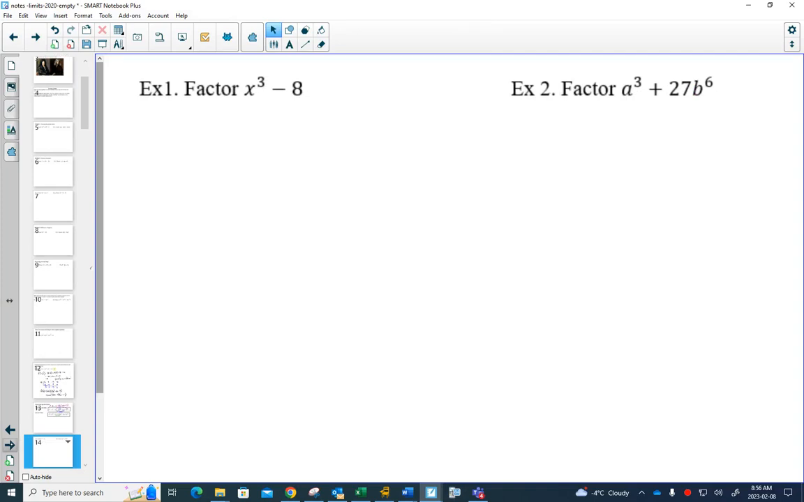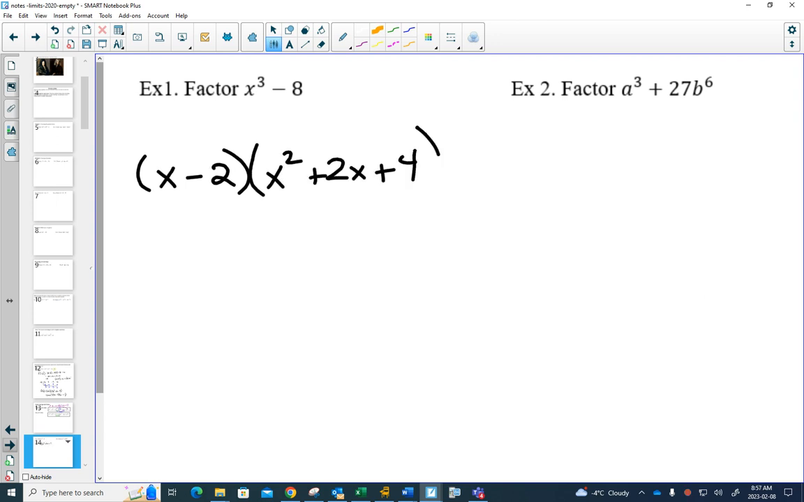Oh, and then I go and do the first and second. So the first thing we have to recognize, yes, so we can rewrite this one in here. This is going to be x minus 2, and then x squared plus 2x plus 2 squared, which would be this.